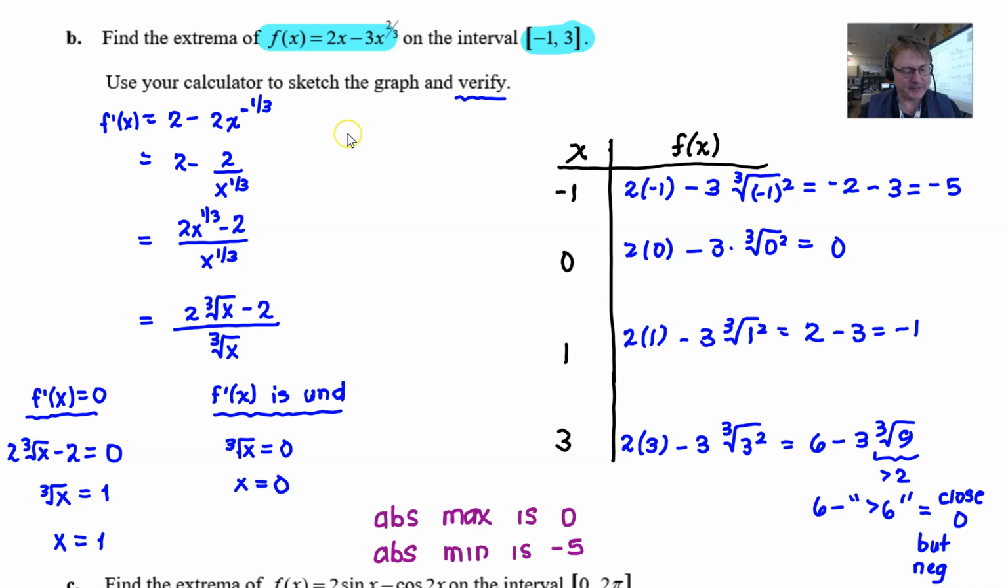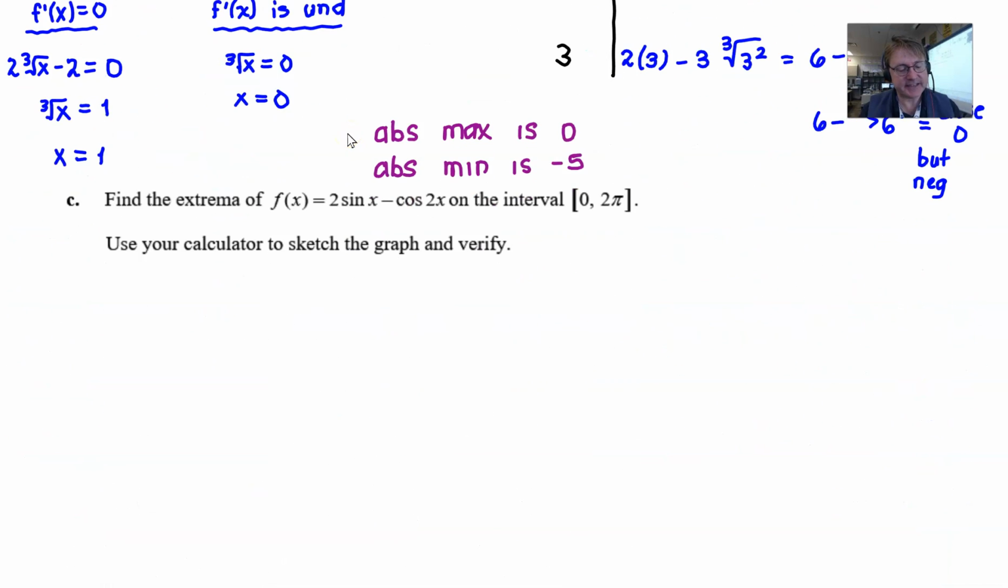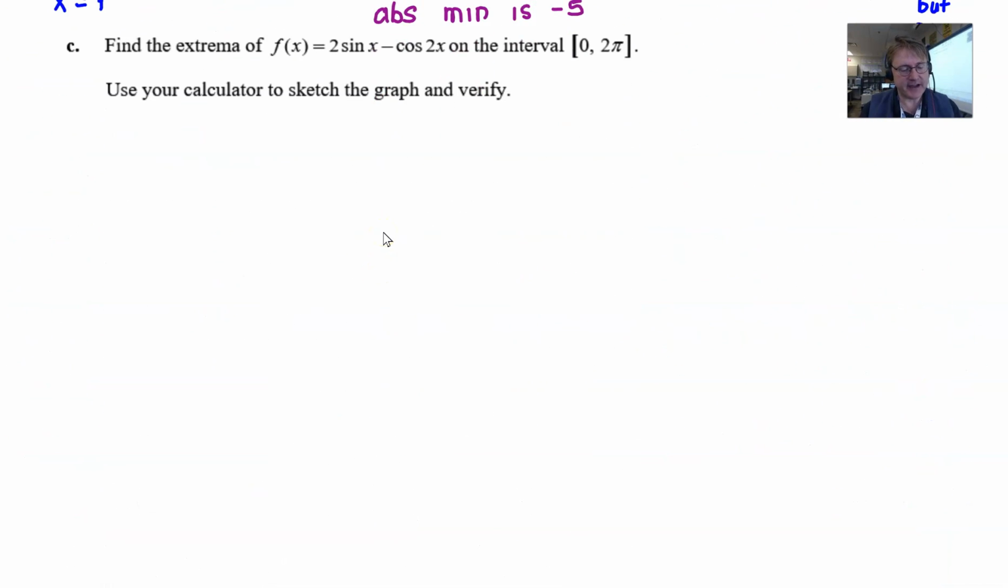We got one more problem to look at. It's going to be this part C. It's a trigonometric question. I really invite you to spend some time maybe taking a look at this, 2 sine of x minus cosine of 2x on 0 to 2 pi, practice it, and then join the video and see if your findings are correct.